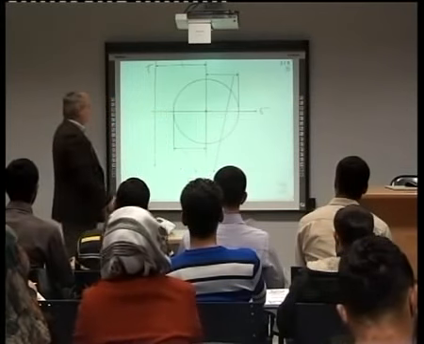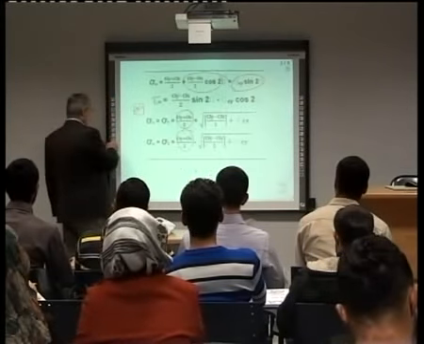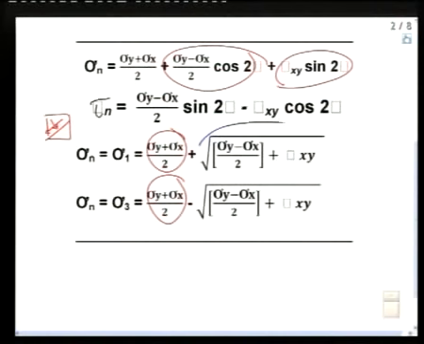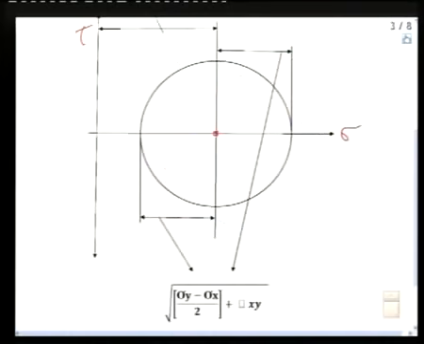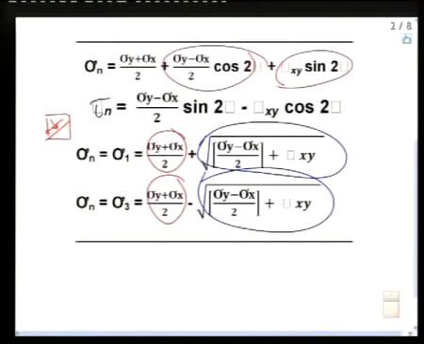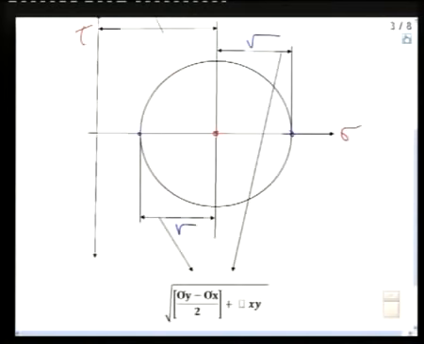Now we go back here and we have a square root. Once we added it, once we subtracted it. When we added the square root, we have sigma 1. When we subtracted it, we have sigma 3. So this is sigma 1, this is sigma 3. See? Easy.